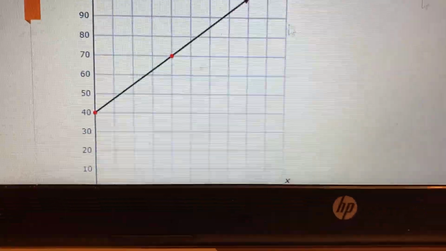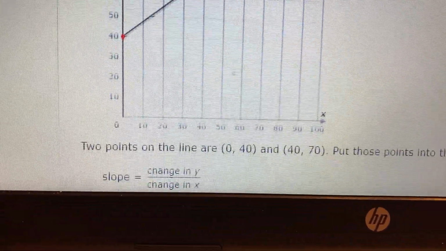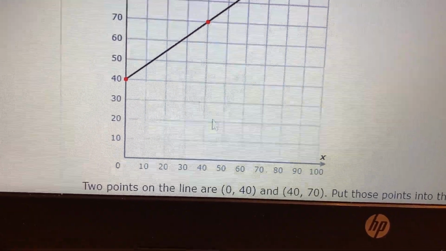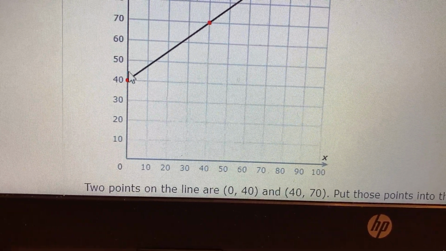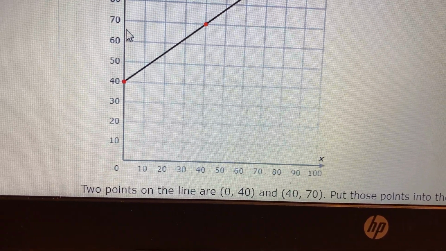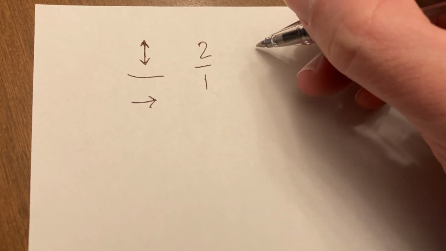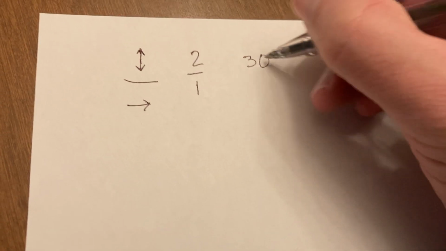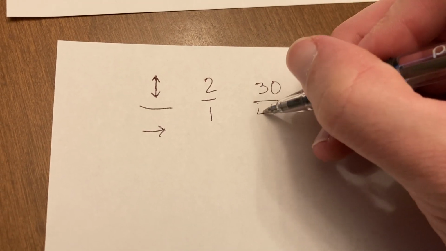Now again, technically I'm counting by tens, and I'll show you that. Instead of going up 3, I actually went up 30. And because these are counting by tens as well, instead of going over 4, I actually went over 40. So how much I go up or down, that's my top number. In this case I went up 30, and I went over 40.